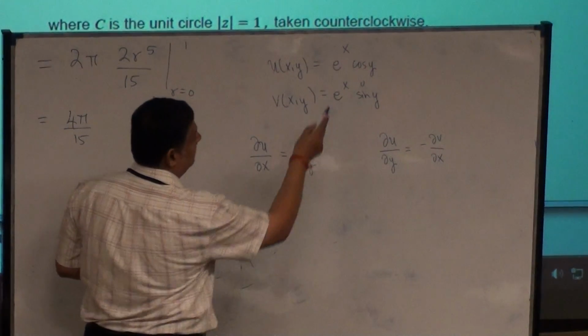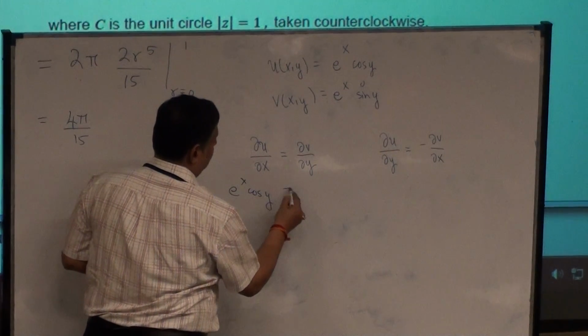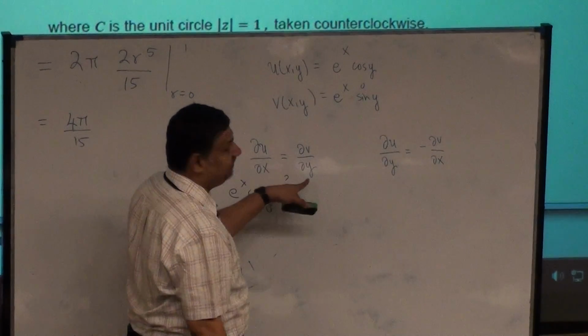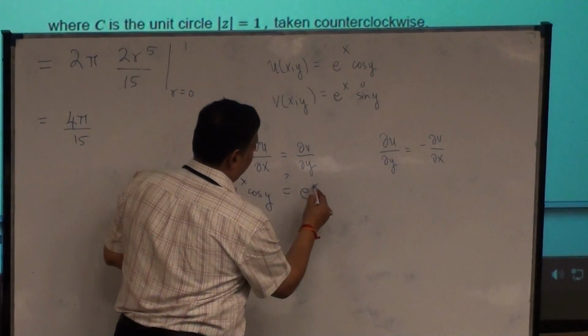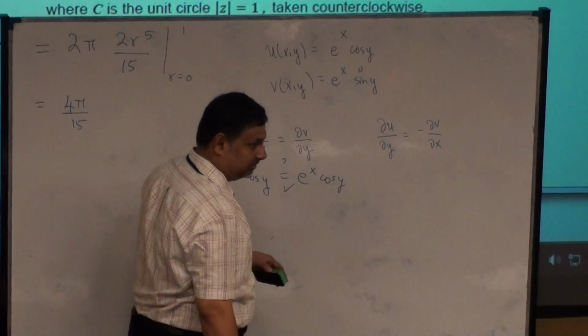Del u over del x is how much? E to the power of x cos y. And then whether this is equal to del v over del y, e to the power of x cos y. Just differentiate this, so that it works.